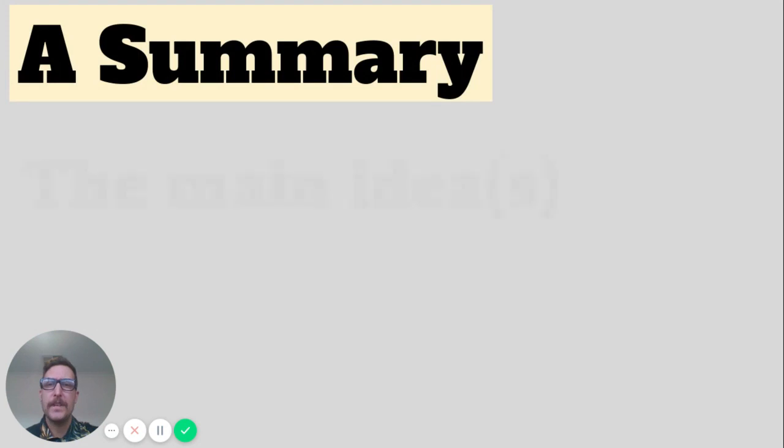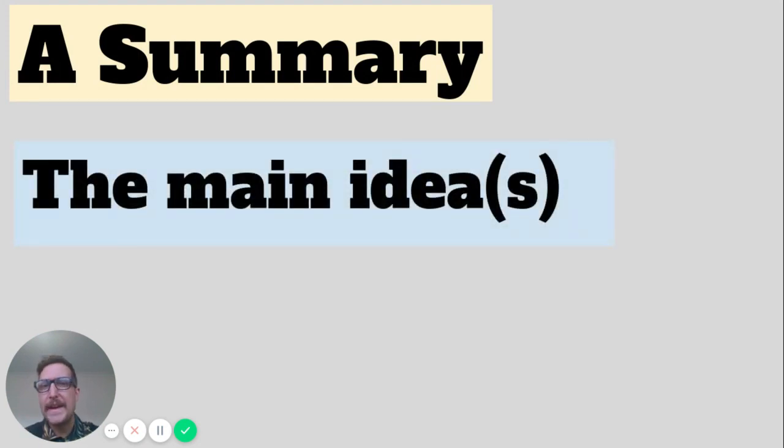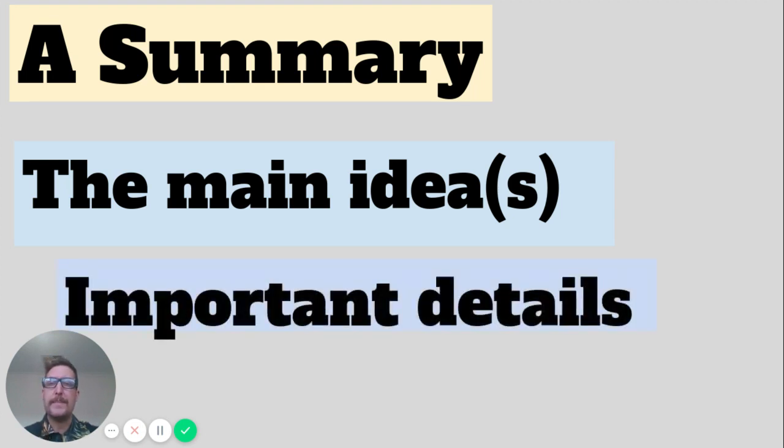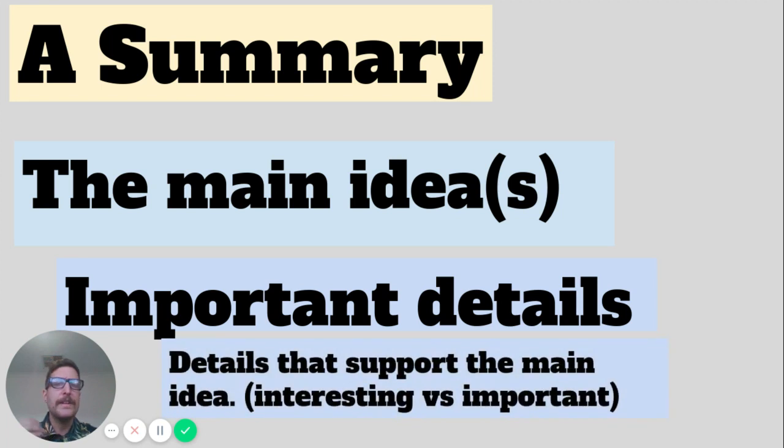A summary focuses on the main idea or main ideas, depending on the complexity of the text that you've been reading. So once we've got the main idea or the main ideas, we need to think about the important details. There are lots of different details in a text, but we need to make sure we stick to just the important ones. To do that, we need to link those details to the main idea, the supporting details. That's how we determine whether something is interesting or whether it is important. So that is how we write a summary.